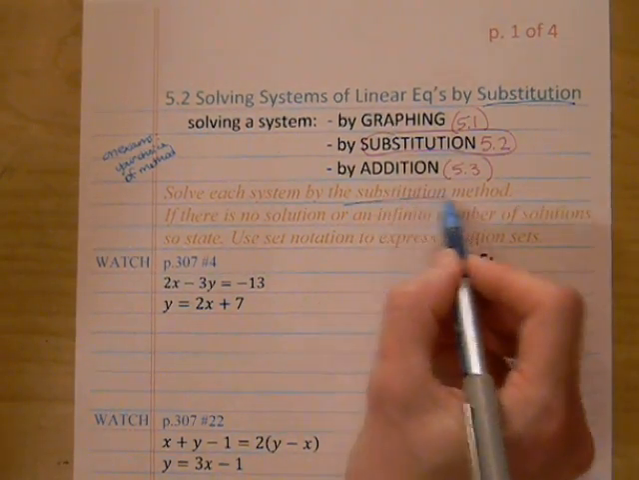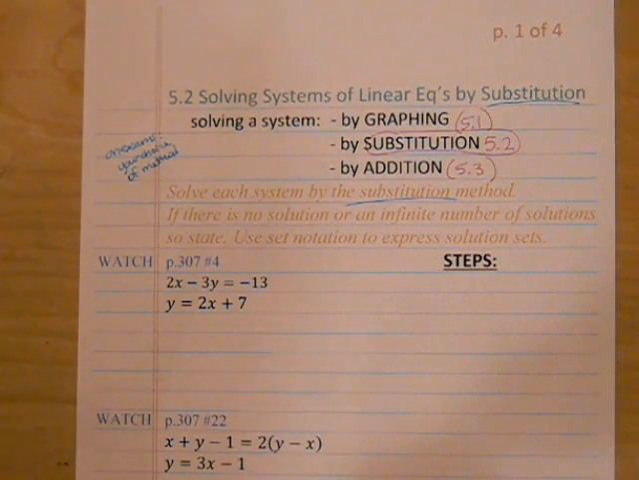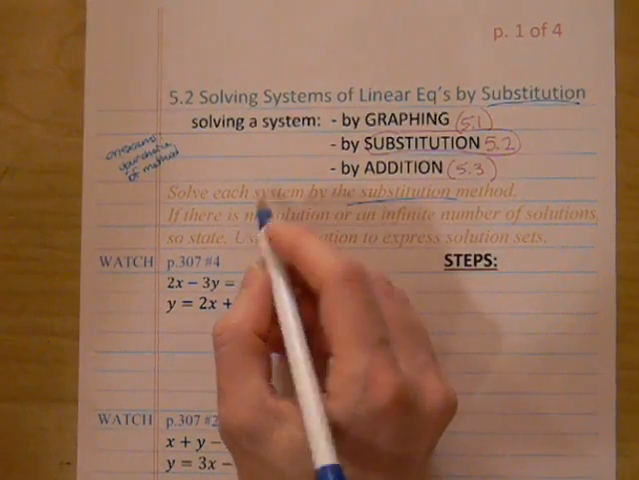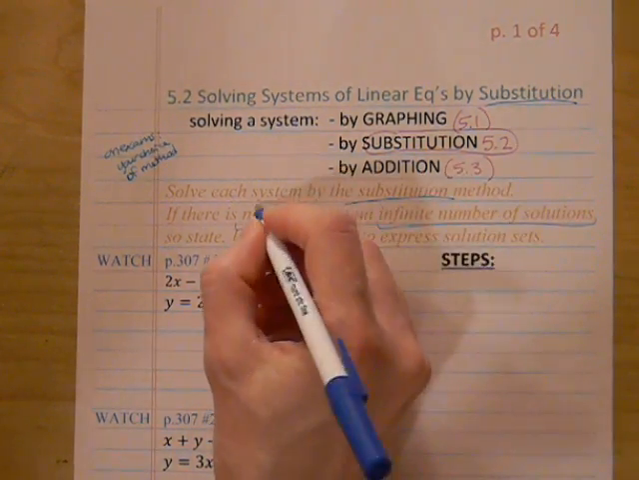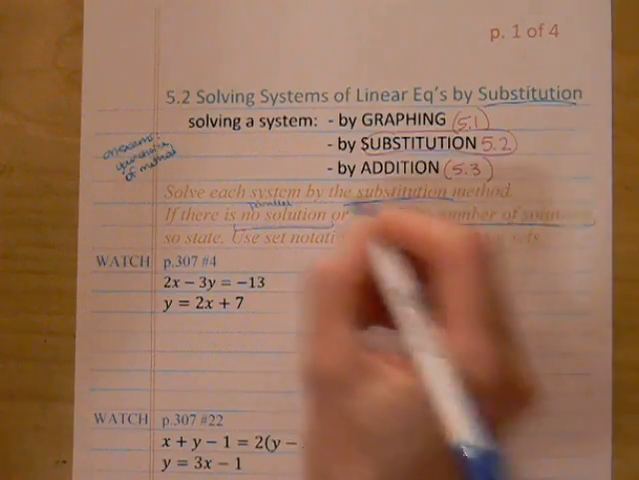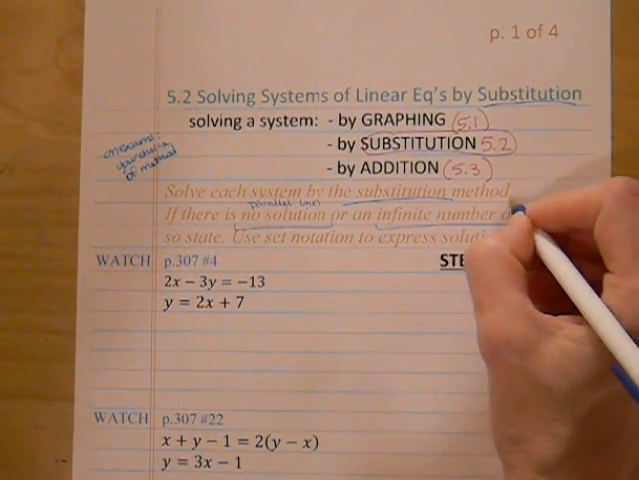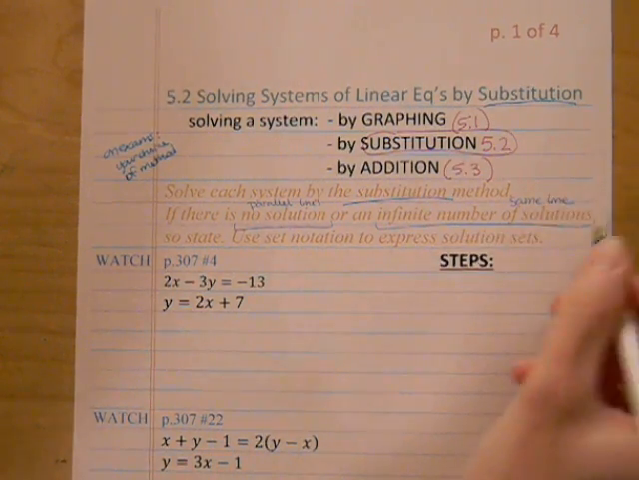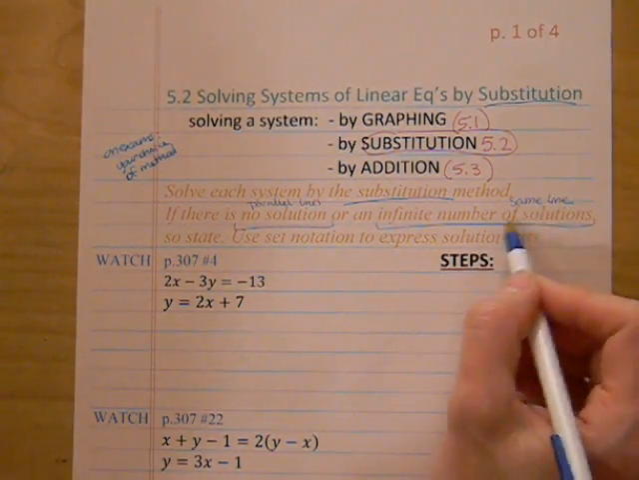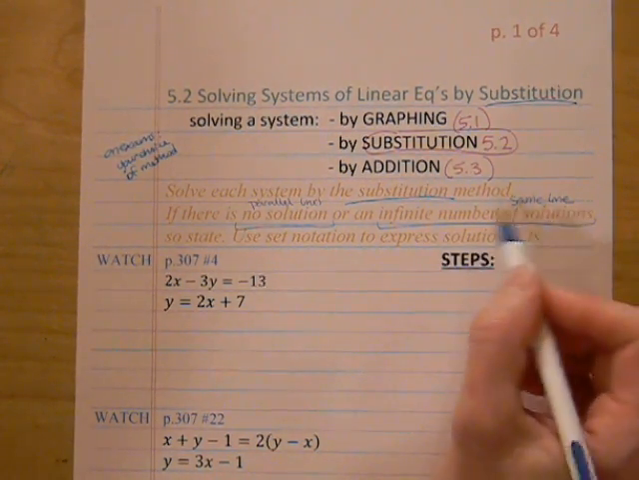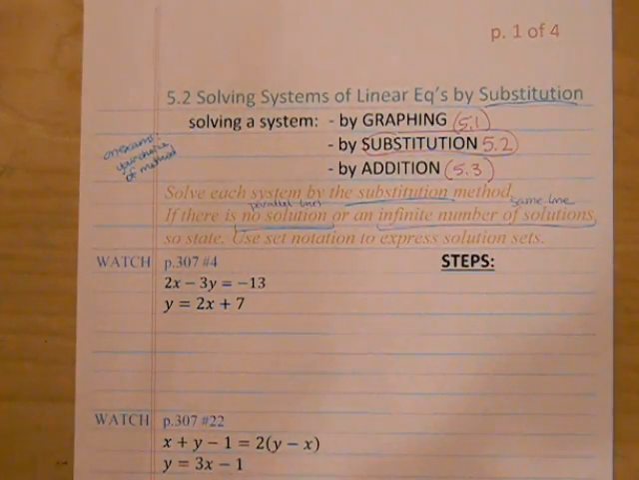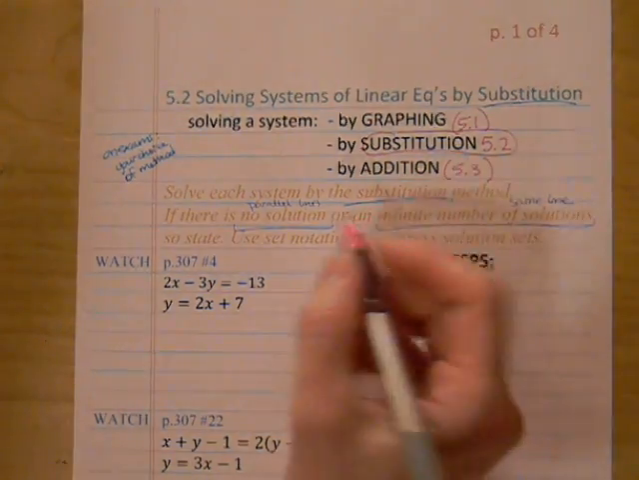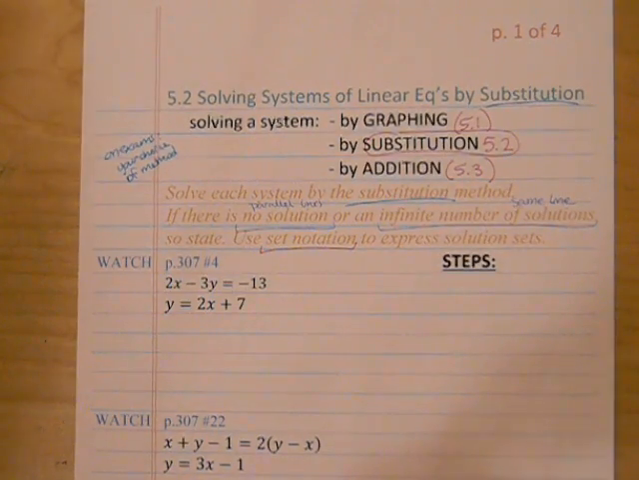In this case, we're going to practice the substitution method. And if the instructions also say if there's no solution or an infinite number of solutions, so state. Recall from our last section that no solution occurs when the two lines are parallel, and an infinite number of solutions occurs when the two lines are the exact same line, right on top of each other, and so all points on that line would work in both equations, and lines go on forever, and so that's why there's an infinite number. The other thing that the instructions say is that we're going to use set notation to express our solution sets. So that's again with the braces around our coordinate point.